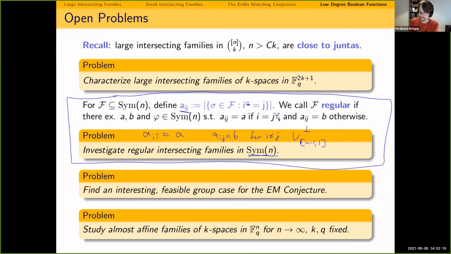Oh, I have a different symbol here. That is a typo. That happens when I add stuff one day in it, add stuff only one day earlier.